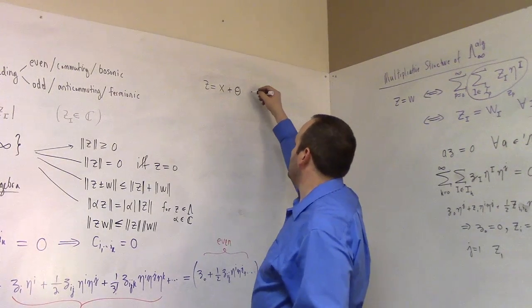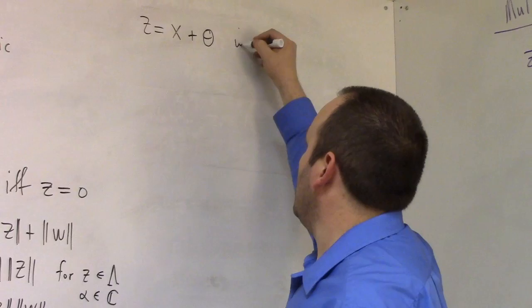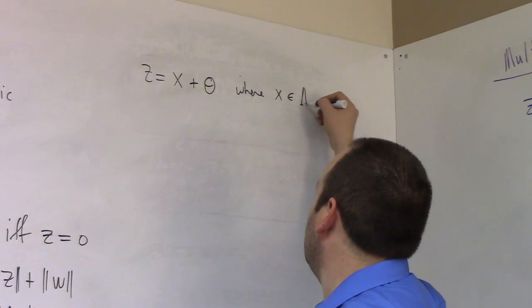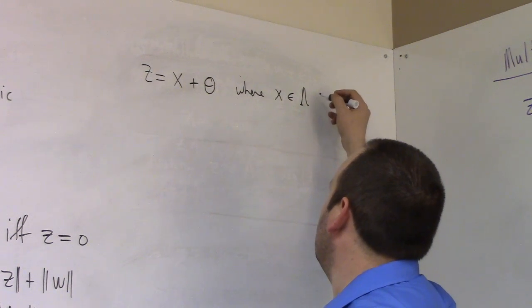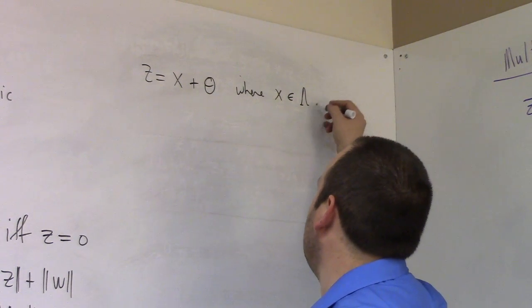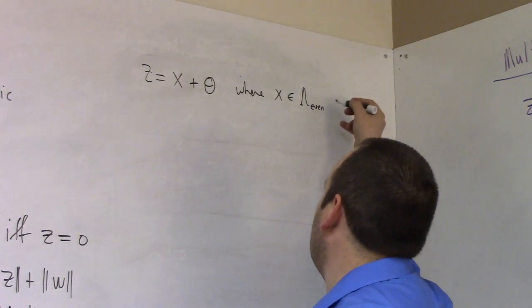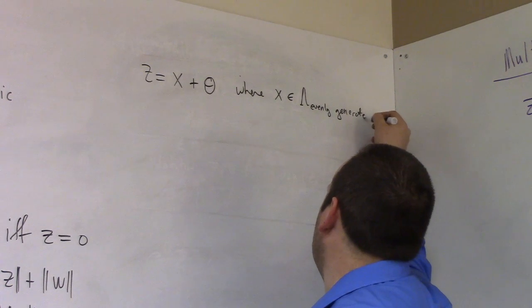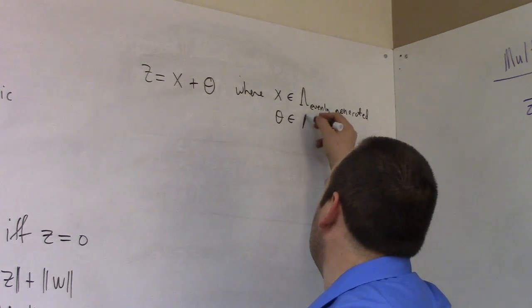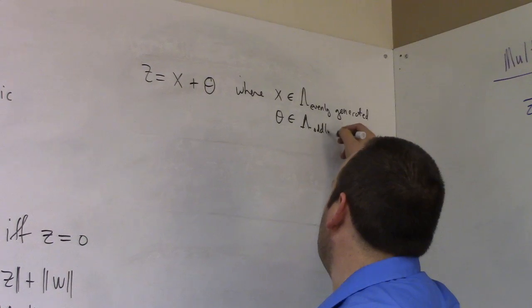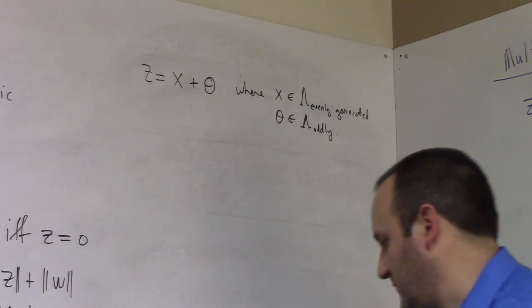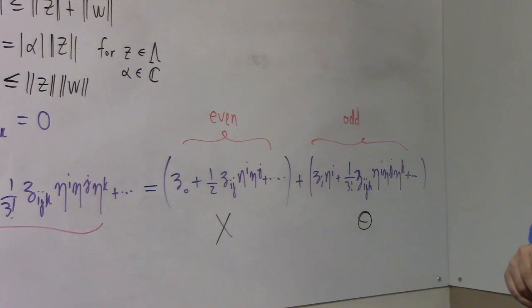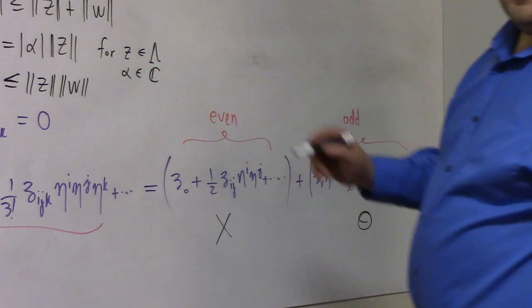Now this x is an element of the even ones, the evenly generated ones. I don't have another good notation for it at the moment. And theta is an element of the oddly generated ones. Down here, this would be like x, and this would be like theta. All right? So, fun stuff.